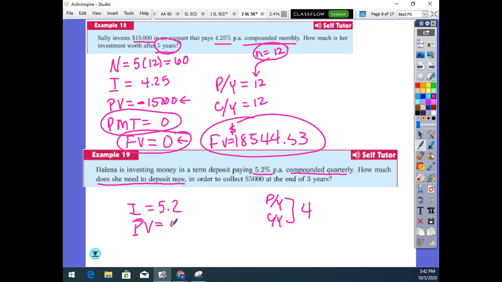Now is present, so I'm going to put 0 next to present value. Oh, and how many total payments? Quarterly. I take my quarterly for 3 years, 4 times 3, I'm going to put 12 in for this N. And I want to earn $5,000 at a future time. Future value is $5,000. I think that's everything.